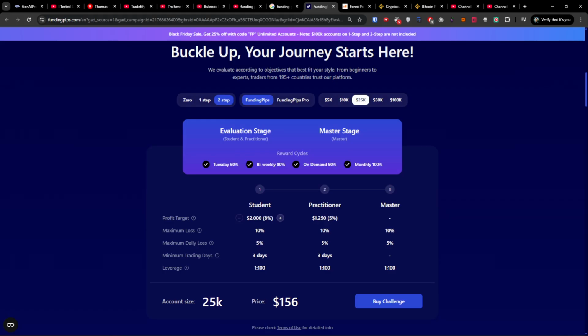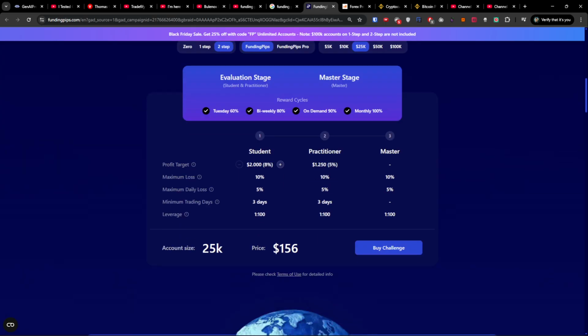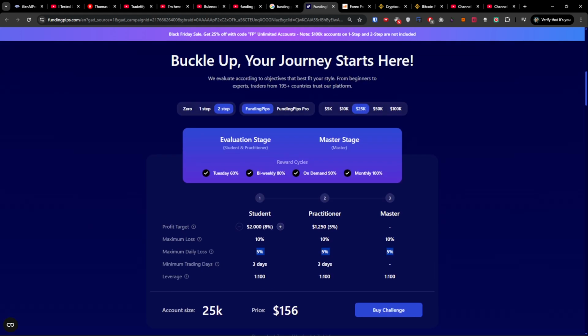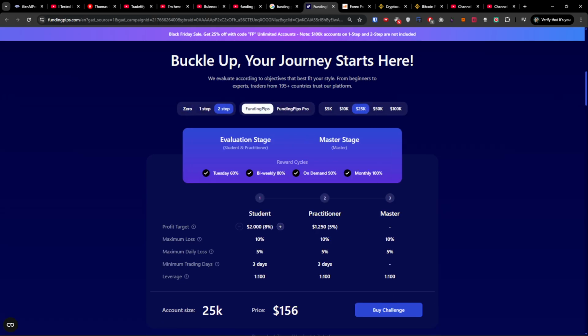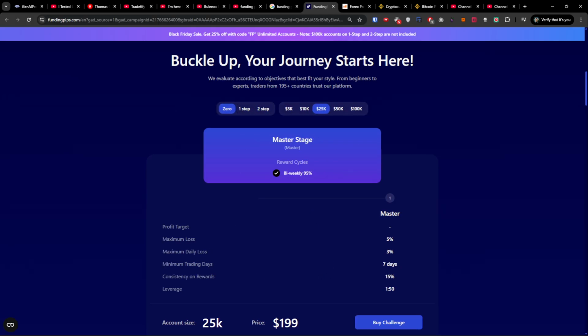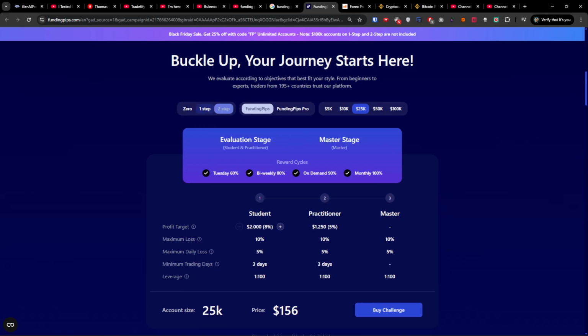Then you're going to have the student, practitioner and master, where you have the profit target that you can also change. Maximum loss is going to be 10%, and daily loss you're going to have 5% on each. Let's say we go for the 2 step, and then you have minimum trading days. For 1 step, those things change, or for 0 you have it like that. So this is something that you actually see, and the price also changes here.